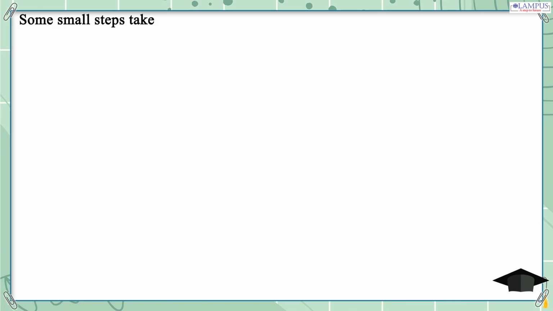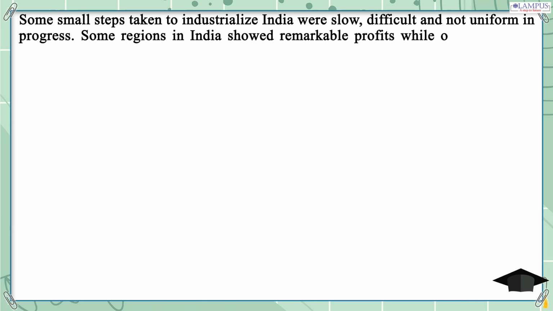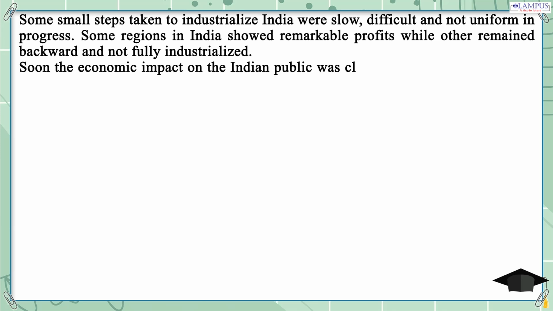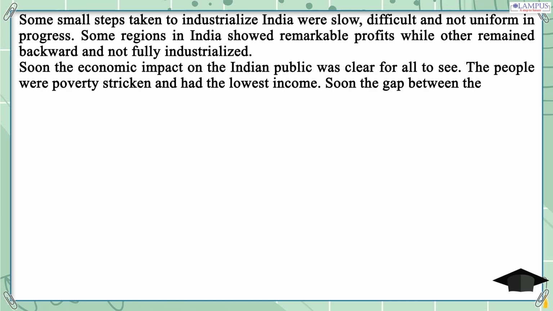Some small steps taken to industrialize India were slow, difficult and not uniform in progress. Some regions in India showed remarkable profits while others remained backward and not fully industrialized. Soon the economic impact on the Indian public was clear for all to see. The people were poverty-stricken and had the lowest income. Soon the gap between the rich and the poor widened.